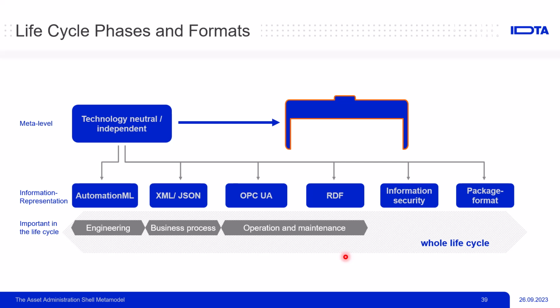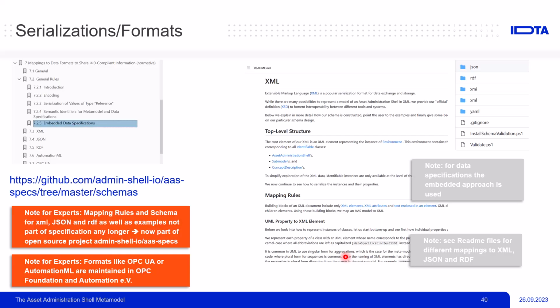And what we do have as part of the specification: AutomationML and OPC UA are not part of the specification itself, but XML, RDF, XMI, and YAML for the API, they are part, and you will find them in our open source repository admin shell IO. You will also find all the mapping rules, how the meta model I just explained is mapped to these formats. For the data specification, it's identical to part 1. So there is nothing special here, only the way how to implement the data specifications. And as I explained, we are using the embedded data specification approach in these files, and this is why there is one file, but they are consisting and are also containing 3A.